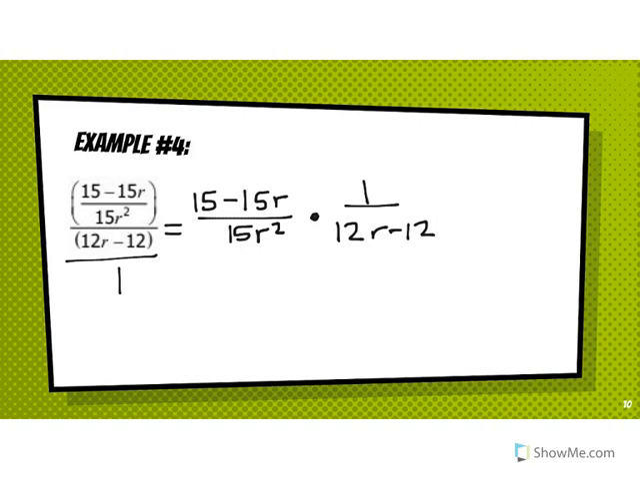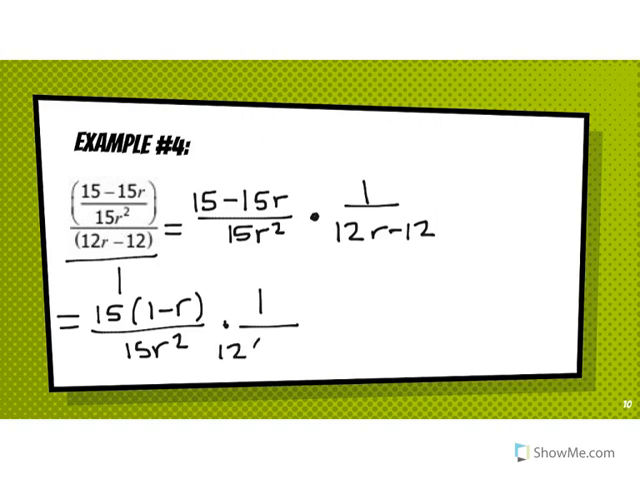So I'm going to go ahead and take out some GCFs here. So I see that in my numerator up here, I have a 15 that they both have in common. And I'm going to see that I have a 1 minus r, or sorry, yeah, 1 minus r left over. 15r squared, I cannot simplify, times 1. And then I have a 12 there, and an r minus 1. So be careful because this r minus 1 and this r minus 1, so that says 1 minus r, and this says r minus 1.